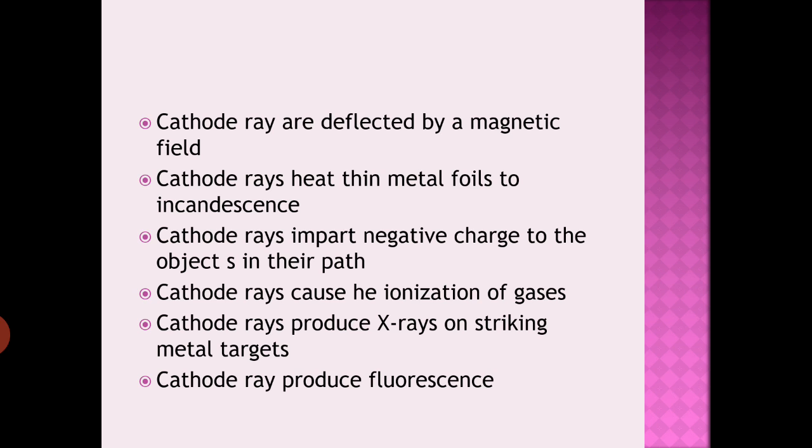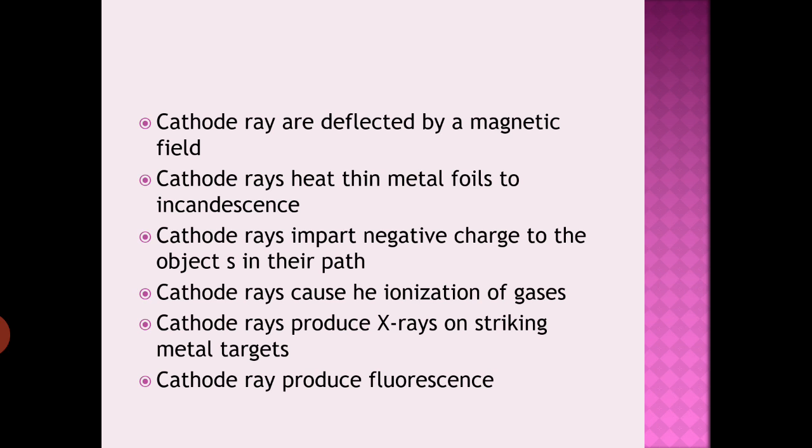Cathode rays produce X-rays on striking a metal target. When the cathode ray is directed toward a metal target, suppose copper or molybdenum, penetrating X-rays are generated. So there the X-ray is generated. Now, cathode rays produce fluorescence. They produce fluorescence in the glass wall of the discharge tube as well as on certain substances such as zinc sulfide.